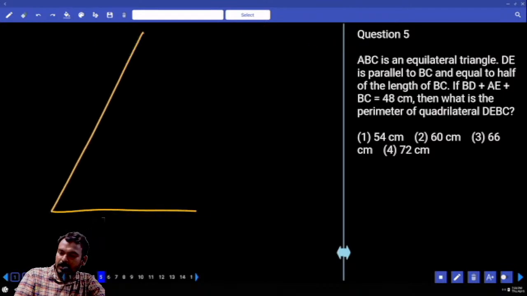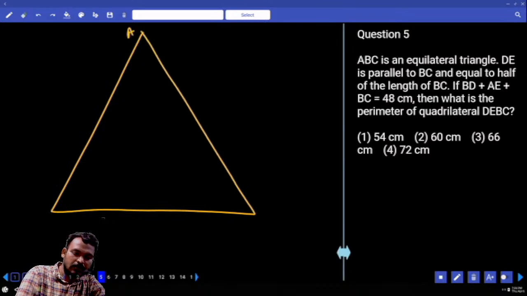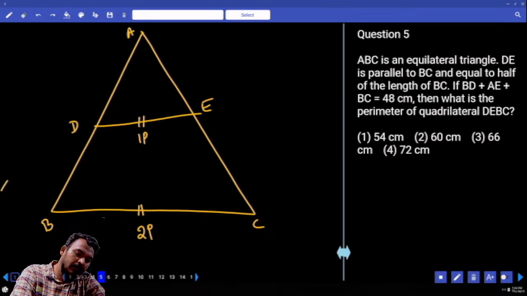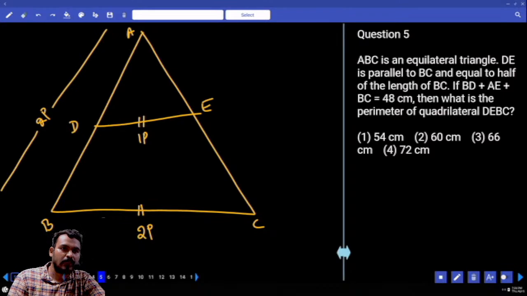First of all, ABC is an equilateral triangle. It means all 3 sides are same or different? Same. And one more, DE is parallel to which one? BC. DE is parallel to BC. And it is equal to half of the length of which one? BC. Suppose BC length we consider 2 parts, then DE length is 1 part. If BC is 2 parts, then AB also 2 parts, because it is an equilateral triangle. Then AC also how many parts? 2 parts.